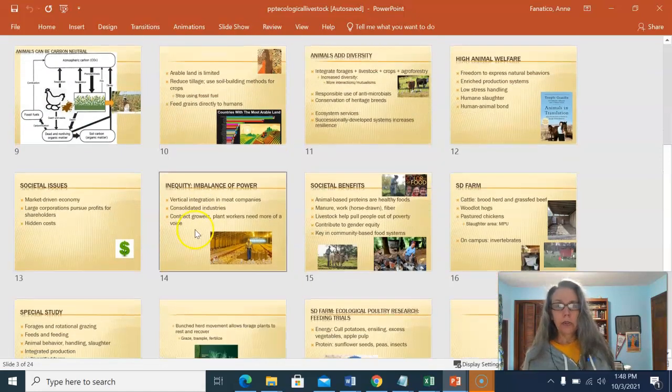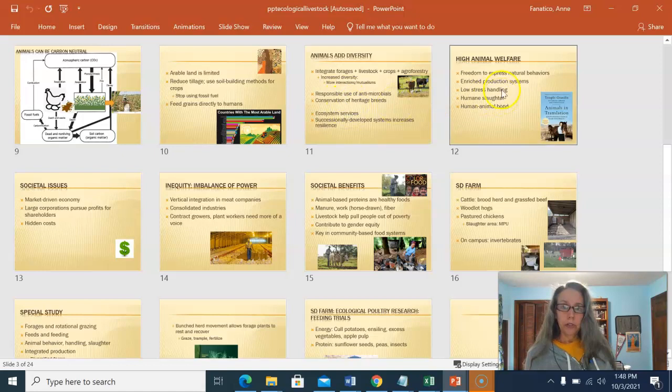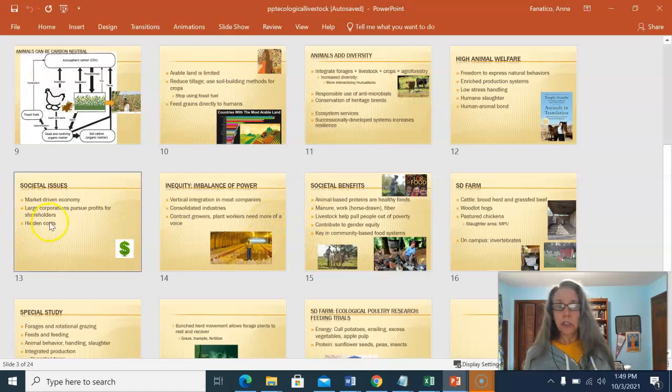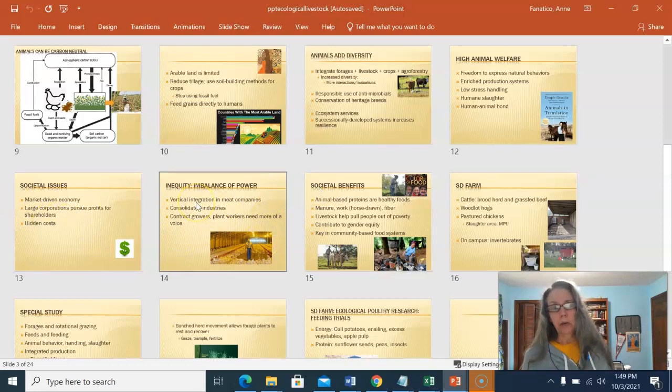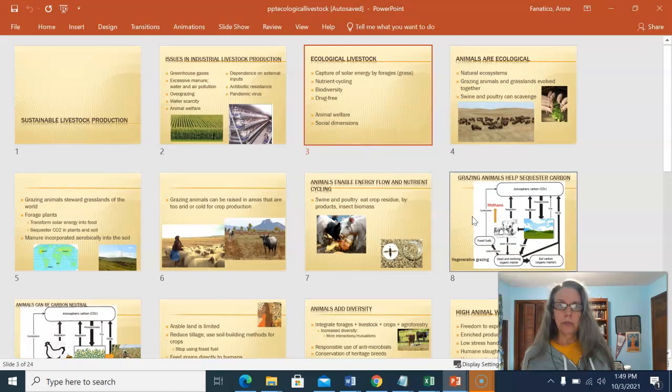So we also looked at, or we're looking throughout the semester at how animals add biodiversity. We're very concerned about animal welfare, and then we will be looking more at societal issues and the imbalance of power in our food systems, and particularly in the integration in the structure of meat companies. So we'll be looking at this closely, and again, we look at specific issues at the SD farm.